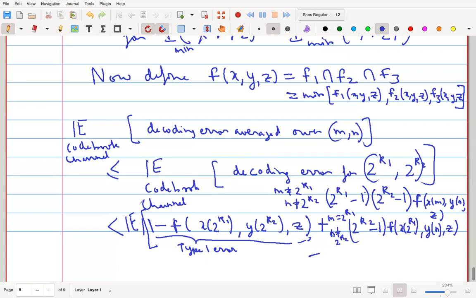And now you can see there is the third case also. This is the case where m is not equal to 2 to the R1, but n is equal to 2 to the R2. So these are also good candidates. Here the number of such wrong candidates is 2 to the R1 minus 1. And now similarly, f x m, y 2 to the R2, z. This all is inside the expectation, right? This all is inside the expectation. So these three terms together give me the type 2 error.